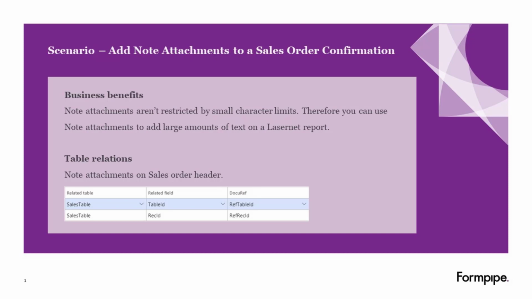One of the problems of adding data onto a sales order confirmation is that there are relatively small character limits on the sales order fields. Therefore, some businesses choose to use the sales order notes to add lengthy text onto a sales order confirmation. In this training video, we will look at adding sales order notes to a sales order confirmation.